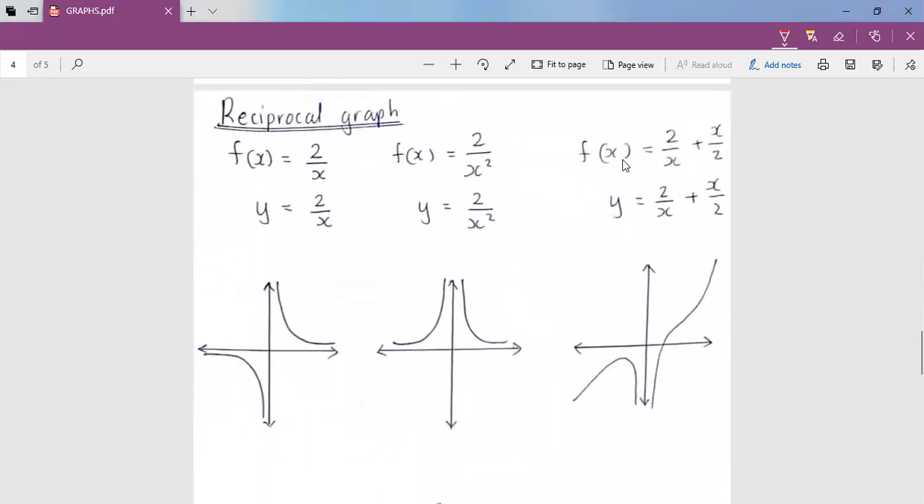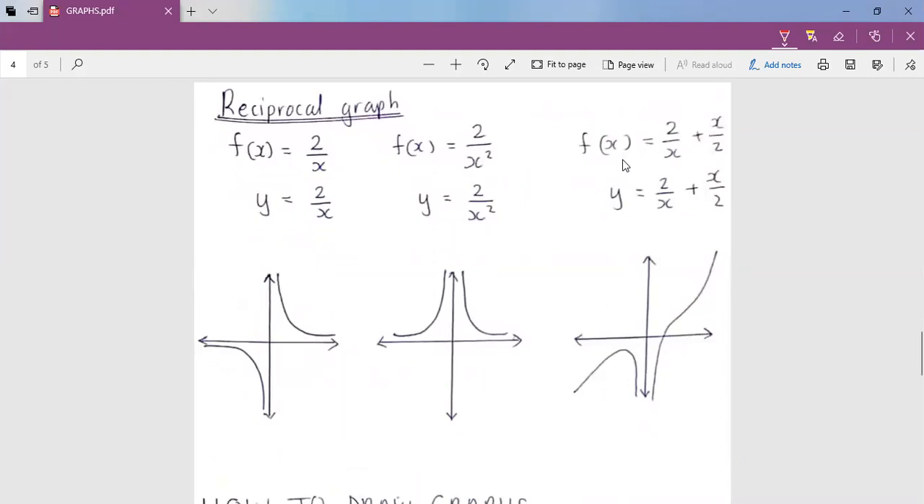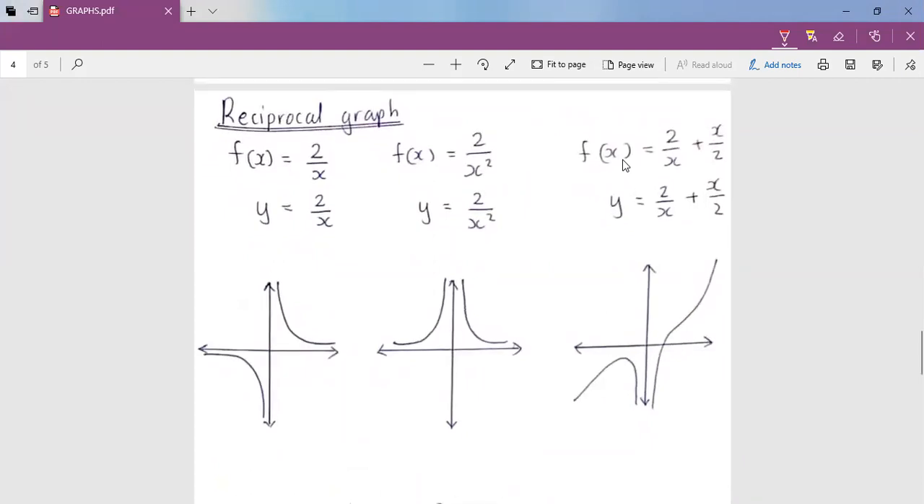Right, final. We have got here the reciprocal graph. So when you're talking about a reciprocal graph, we said the unknown must be denominator. So once we don't have a denominator, that's not reciprocal. Once we don't have unknown at the denominator, that is not a reciprocal graph. So for a reciprocal graph, we must have unknown as denominator. But we don't mind if the numerator also has unknown, but we must have unknown at the denominator.